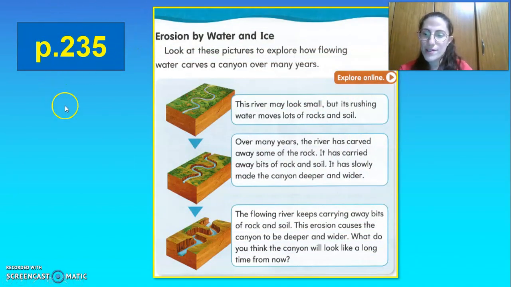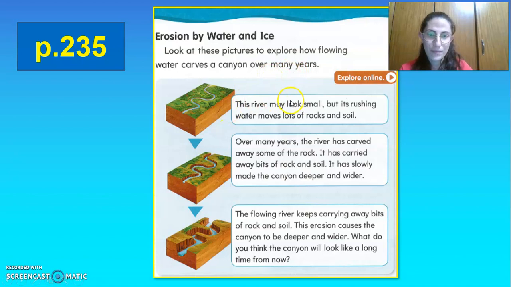We open our books to page 235. Erosion by water and ice. Look at these pictures to explore how flowing water carves a canyon over many years. Carves, it means it cuts out or it makes a canyon over many years.